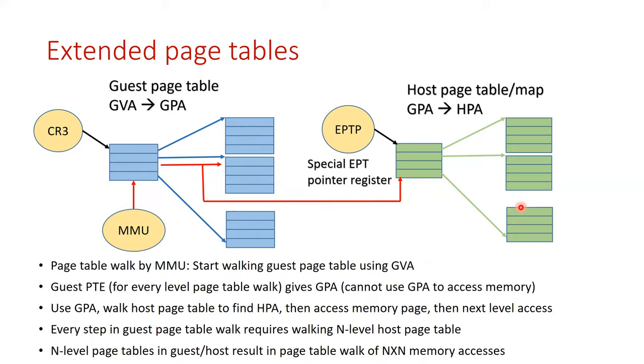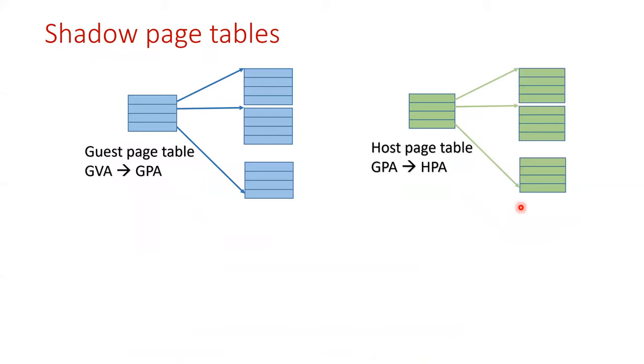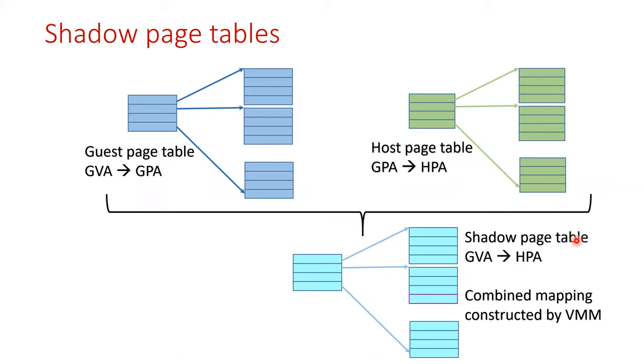Now how do shadow page tables work? You have once again the guest page table and the host page table. Using these, the VMM creates a combined shadow page table that maps from guest virtual address to host physical address. Now this page table, if it has N levels, you only have to walk N steps to translate using it. So the page table walking is simplified. And this combined page table is what the CR3 points to.